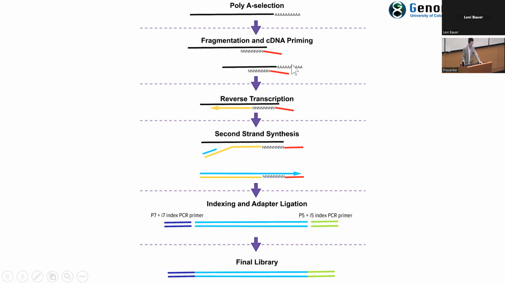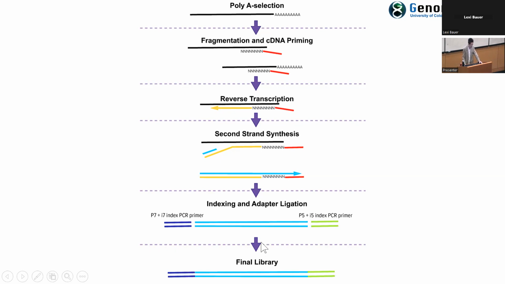We have some random hexamers in order to prime for cDNA synthesis and undergo reverse transcription. So there you go. It's coming in from this side to make a cDNA, and then we'll come from the other side to make the second strand. So now we have a double-stranded cDNA derived from the mRNA, right?